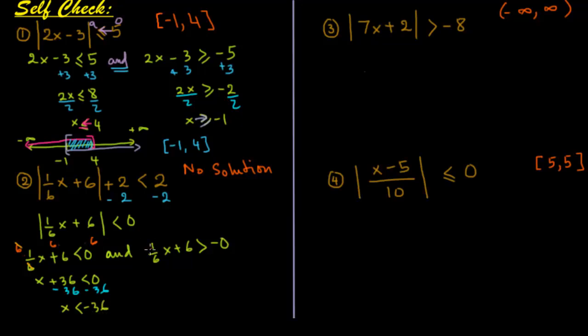We do the same for the second inequality, so multiply by 6 on both sides. So 6 goes into 6 one time, we will have x plus 36 greater than, I forgot to discuss negative 0. 0 is the neutral number, we don't have positive or negative 0. 0 is in the middle of the number line. So basically negative 0 is still 0. And 0 times 6 will give me 0. Then next we subtract 36 on both sides. So we have x greater than negative 36.